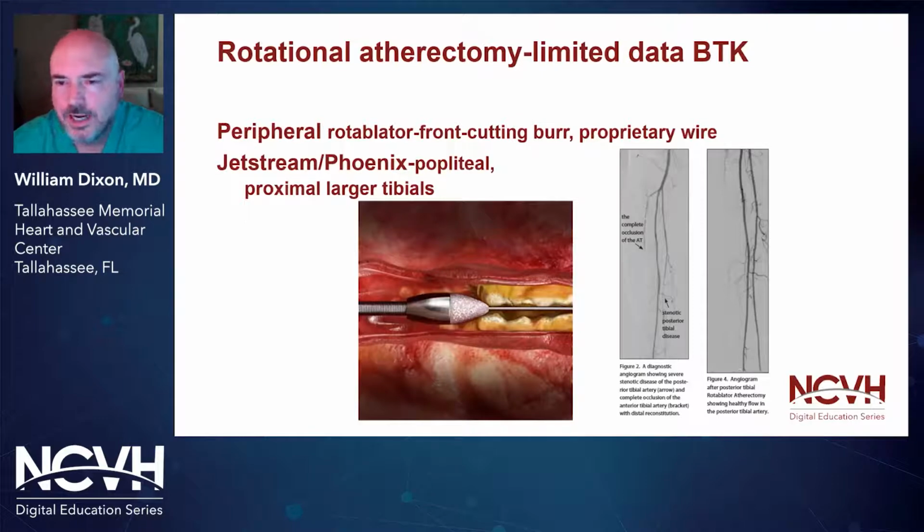In the panels on the right, you can see that there's diffuse disease in a posterior tibial artery. That's the artery on the far right in each panel. And you can see after rotational atherectomy, there's an excellent luminal gain and a nice angiographic result.